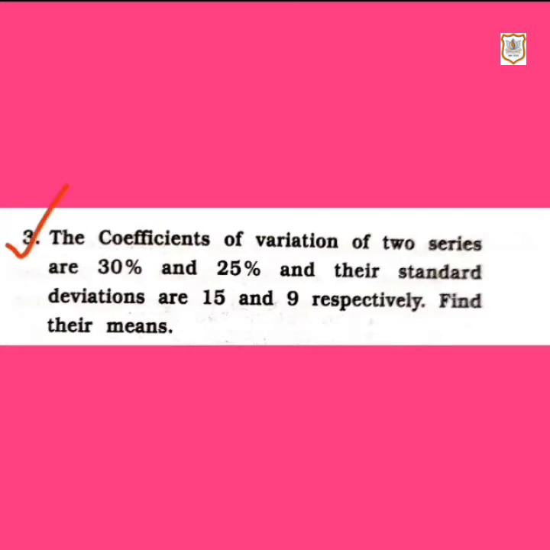The coefficient of variation of two series are 30% and 25%, and their standard deviations are 15 and 9 respectively. Find their means. Here the coefficient of variation is given, that is 30% and 25%, and the other thing given is the standard deviation, 15 and 9. The missing thing is the mean. So we have to find the mean using the same formula of coefficient of variation.